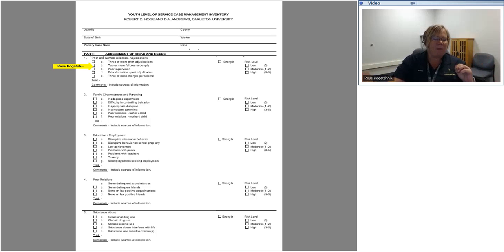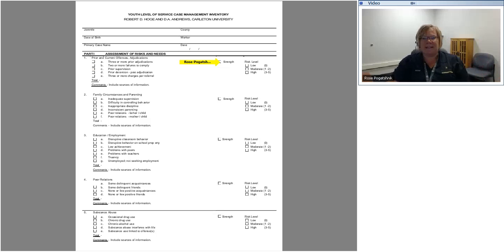So, how many do we mark? If it's low, if we don't mark any, they've never been in the juvenile justice system, then that would be a low. And actually, then we would call that a strength, saying, you know what, this is your first offense. It doesn't have to be your future.